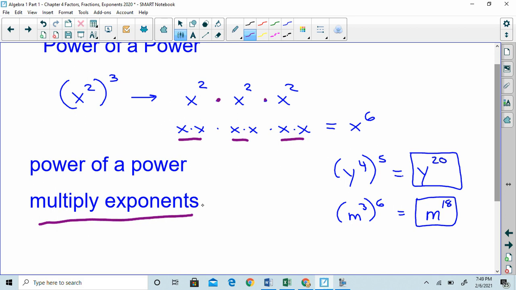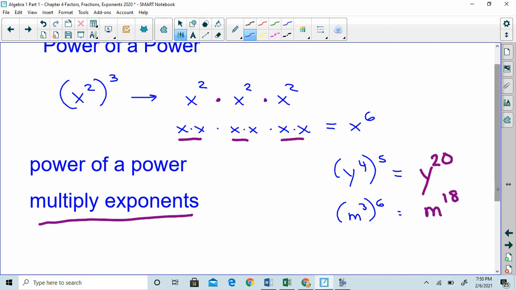Here's 2 more examples. I believe we did these in class last time, but we'll try them again. I have y to the 4th raised to the 5th. Well, 4 times 5 is 20. In the next, I have m to the 3rd raised to the 6th power. 3 times 6 is 18.